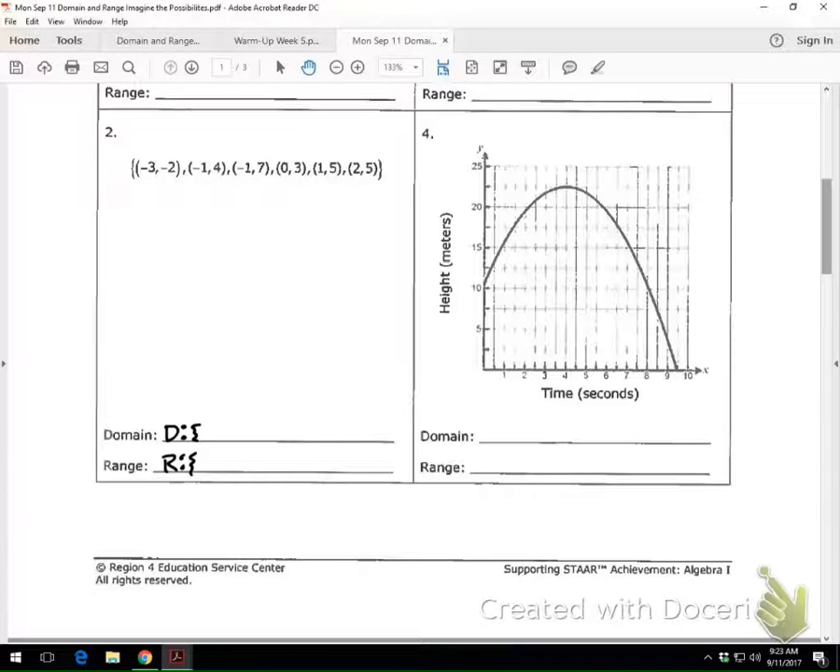Okay, so what's my domain? X values, which are? Do I need to repeat -1? No, you don't have to write it down twice. Even though it's up here twice, you do not have to write it down twice. Okay, then 0, 1, and 2. Perfect. My range.